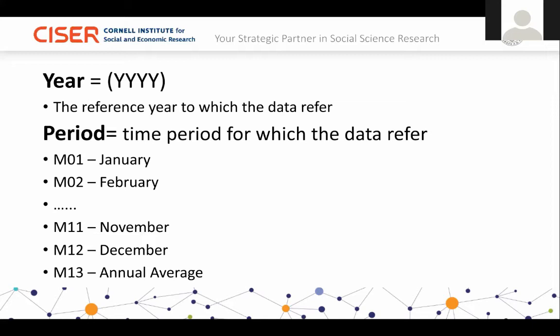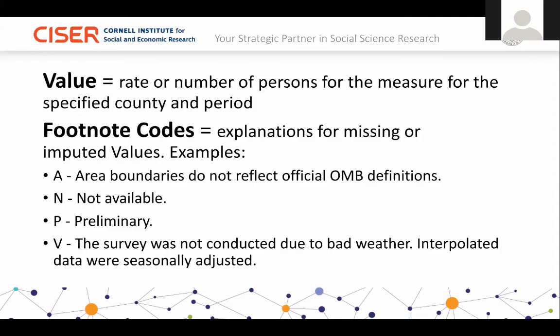M01 means it's the data for the month of January. So M for month, and of course 01 for the first month of the year. And so on down to M12 for December, and then M13 telling you that it's an annual average for all 12 months. Value is the rate or number of persons for the measure for the specified county and period. In other words, what's the unemployment rate, or what's the number of employed persons, and so on and so forth.